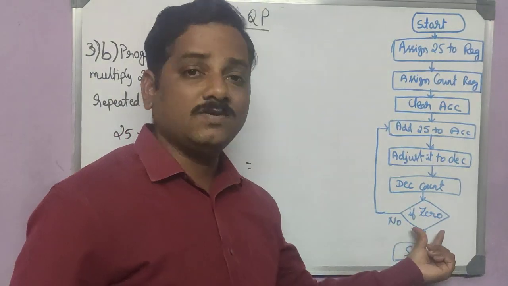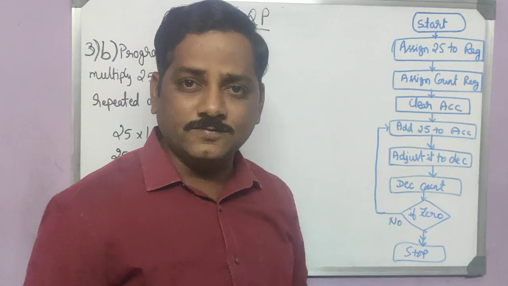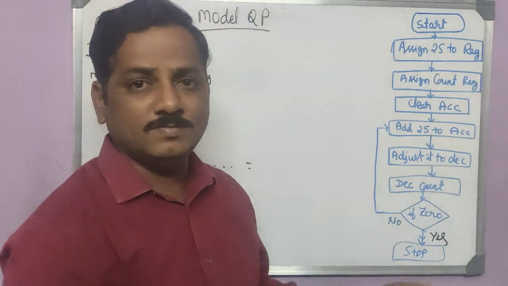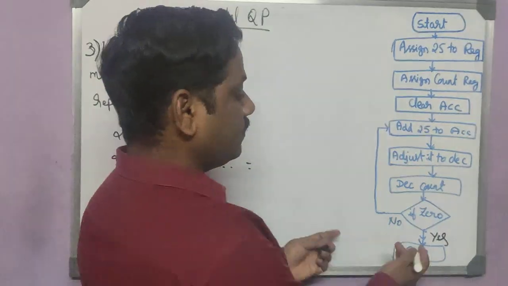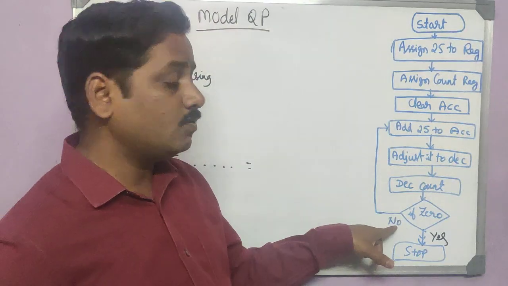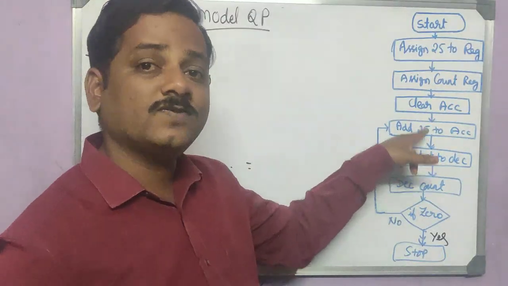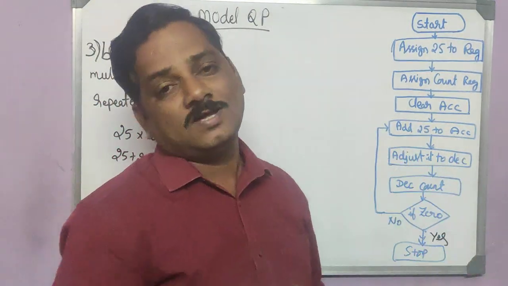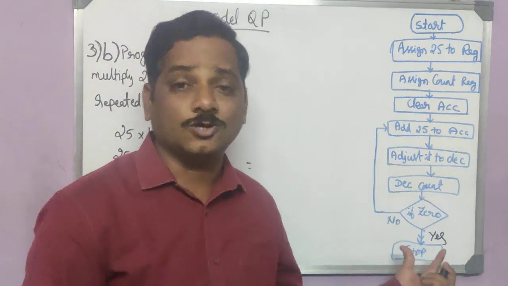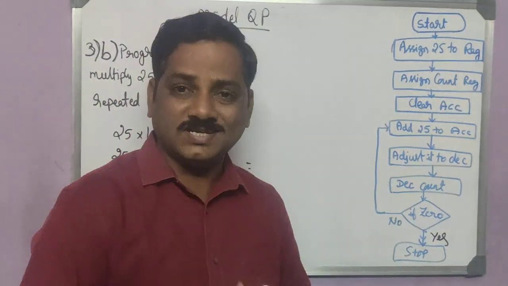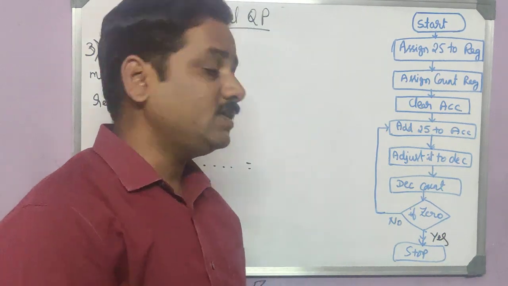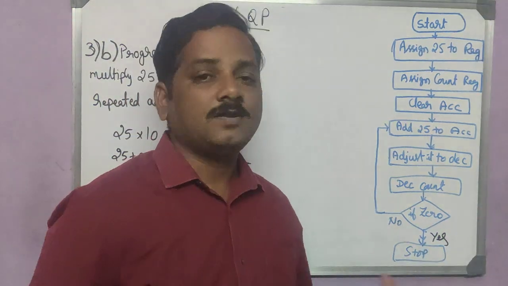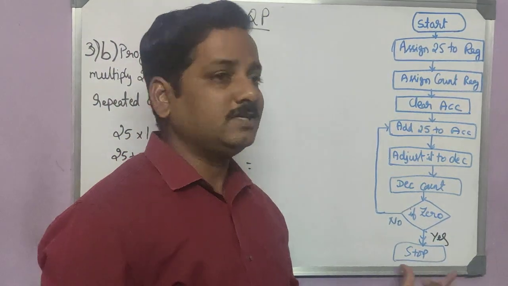There will be a condition here. If the count value is 0, if yes, we have to stop. It means all 25 has been added 10 times, then you should stop, right? If no, then you have to go back here and again add 25 with the accumulator. So this has to be repeated. How many times? 10 times. And after that, the result will be in the accumulator. If it is just an 8-bit number, it will be in the accumulator. If it is a 16-bit number, the carry will be in the carry flag, and the lower 8-bit number will be in the accumulator. That is how you need to read it, and then you can stop.